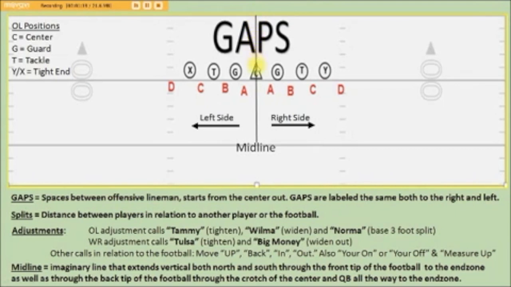extends north and south through both the front tip and back tip of the football through the crotch of the center. It's just this imaginary line that separates the right from the left. The right side from the left side.